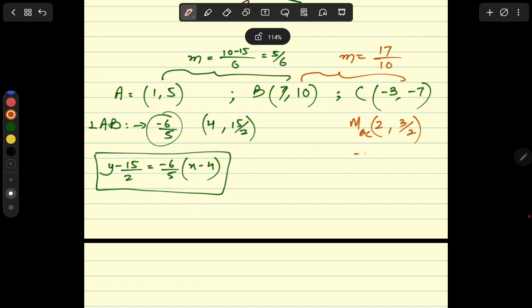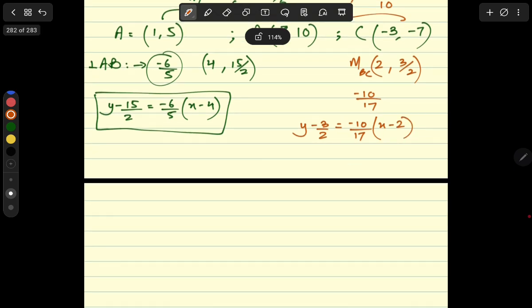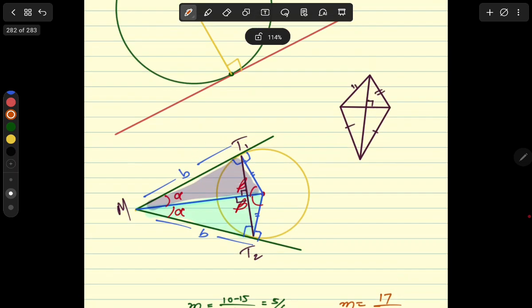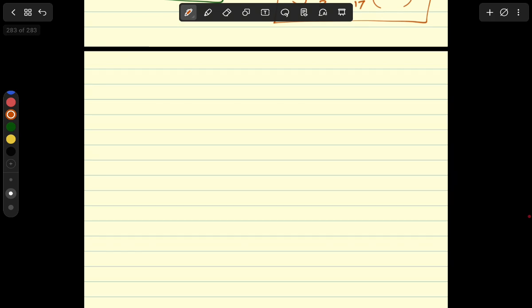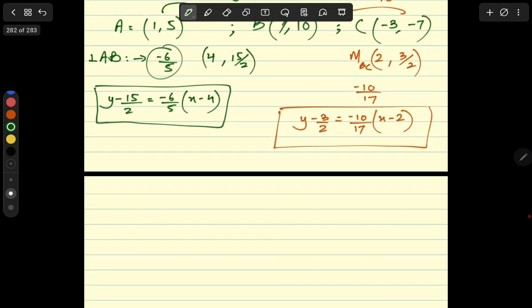So this is going to be minus 10 upon 17, right? So this is going to become y minus y1 equals m times (x minus x1). Okay, now you have got two equations, and solving them simultaneously you are going to find the point at which these two perpendicular bisectors intersect, which is going to be the center of the circle.